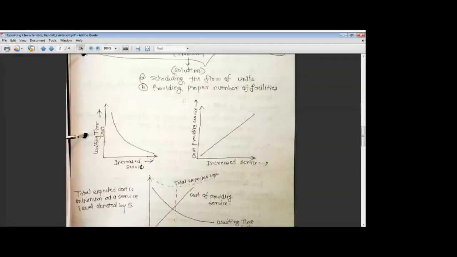Now let's understand how the cost of providing service will vary depending upon the increased service. If I increase the service, the cost of providing that service will also be on the higher side. Same example: if we think of eating a vada pav on the street, there is minimal quality of service that we get from a street side vendor, so the cost of providing service is very, very less. But if I go to a five-star hotel and ask for a vada pav, they have good service there, and the cost of providing service will increase.